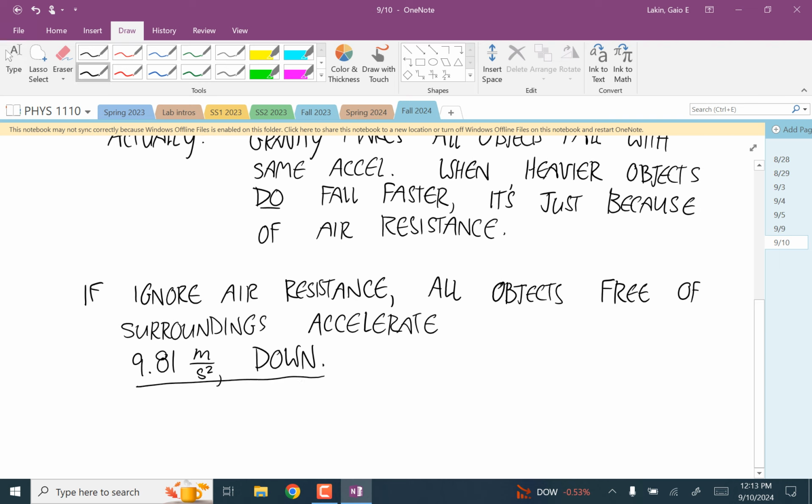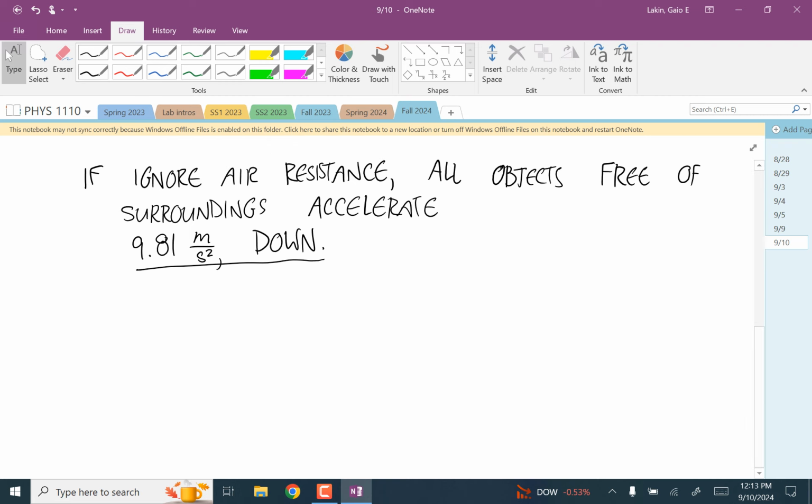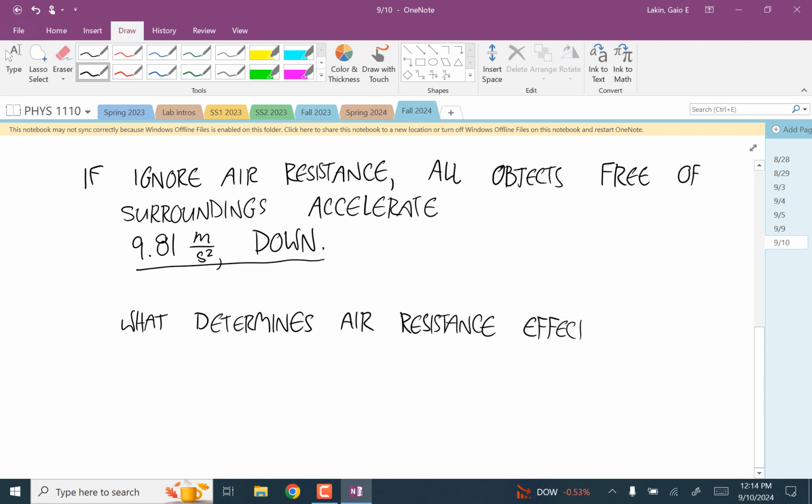Okay. So in order to make sense out of this, you kind of have to have a sense of when air resistance is going to affect the motion of an object a lot and when it isn't. So let's just go through a list of the things that determine the effect of air resistance on an object's motion.